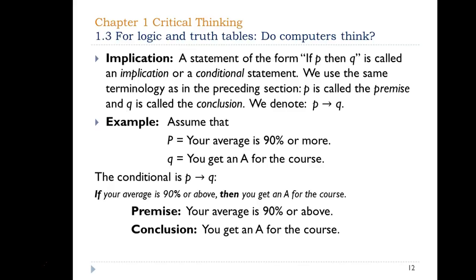Example. Assume that P is your average is 90% or more, and Q, you get an A for the course. The conditional is P implies Q. If your average is 90% or above, then you get an A for the course. The premise, your average is 90% or above, and the conclusion, you get an A for the course.